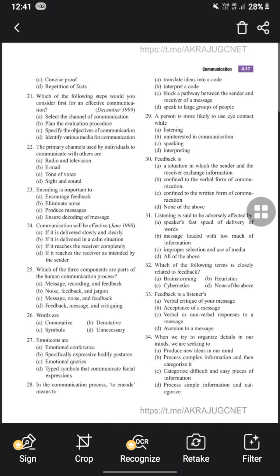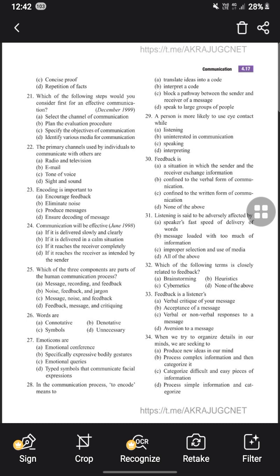Words are what? 26 is C, symbol. Emotions are what? 27 is D, a type of symbol that communicates facial expression. In communication, to encode means 28 is A, that is to translate an idea into a code. A person is more likely to use eye contact while 29 is A, that is listening. Feedback is what? 30 is a situation in which the sender and the receiver exchange information.